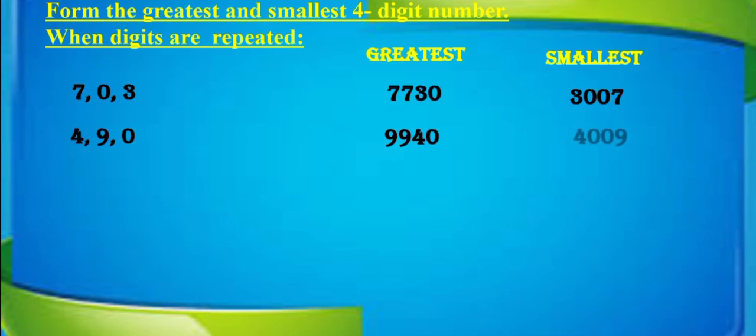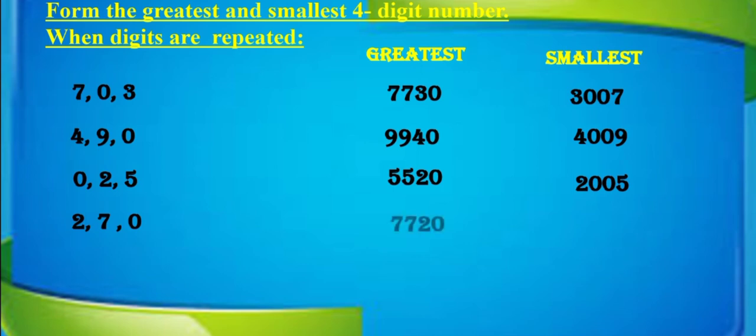So 4009. Okay. Next example, 025. What will be the greatest number? 5520. Smallest number will be 2005. Next, digits given are 270. What will be the greatest number? 7 you have to repeat twice. So 7720, and the smallest number is 2007.